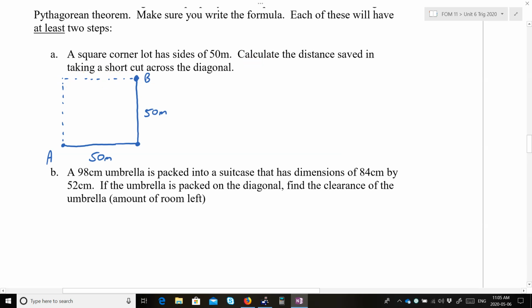Okay, so notice what the question is saying. It's saying calculate the distance saved in taking a shortcut across the grass. So if we don't take the shortcut, we would have to go 50 meters and 50 meters. So no shortcut means 50 meters plus 50 meters, which is 100 meters.